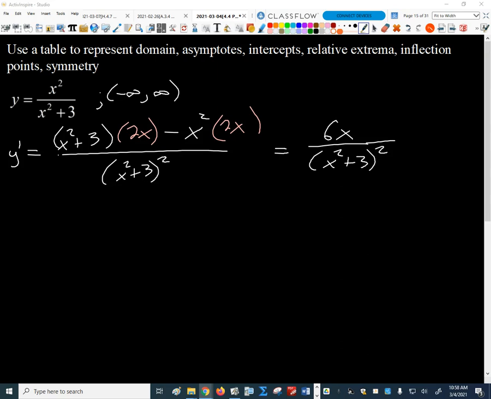Let's go ahead and find critical numbers based on our first derivative. So are there any places, give me thumbs up or thumbs down, where the first derivative is undefined? Thumbs up is yes, thumbs down is no. Again, are there any places where the first derivative is undefined? You can just type in chat yes or no too.